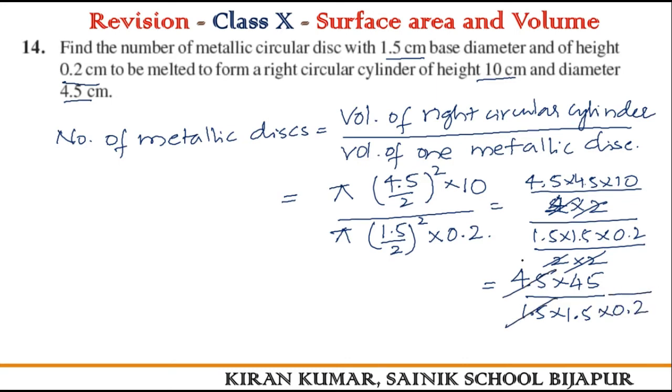This will be 3 times. This will be 30 times. 0.2 can be written as 2 into 10 by 10, so it becomes 5. So on simplification, we'll be getting 90 into 5, which is 450. Therefore, the required number of metallic discs will be 450.